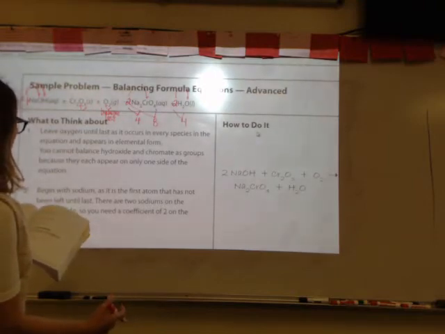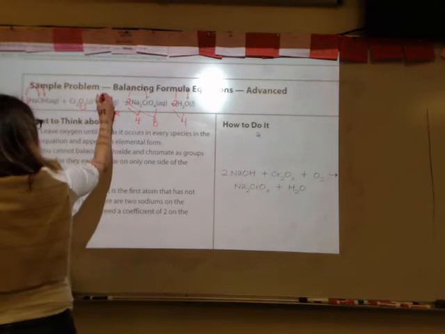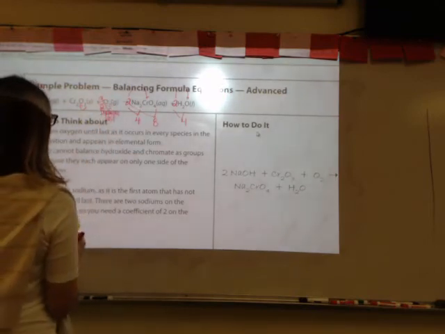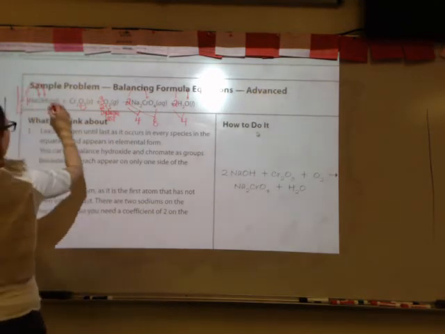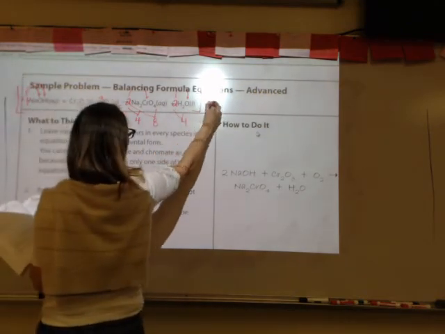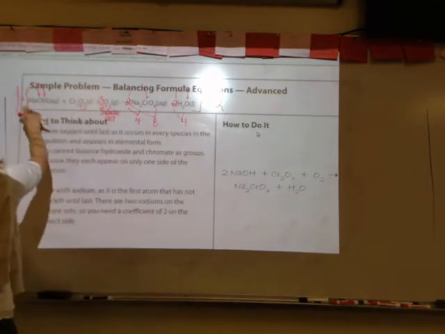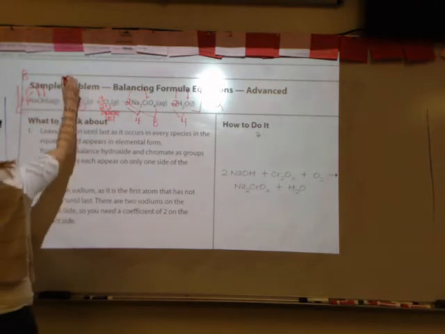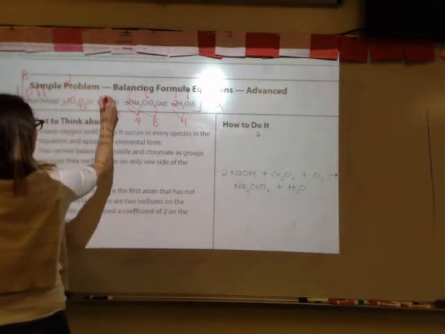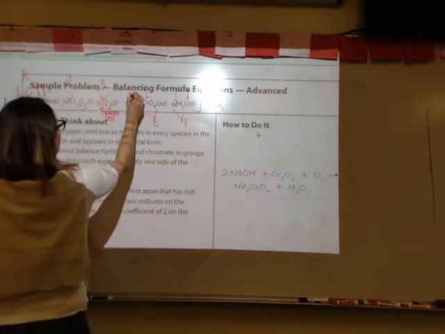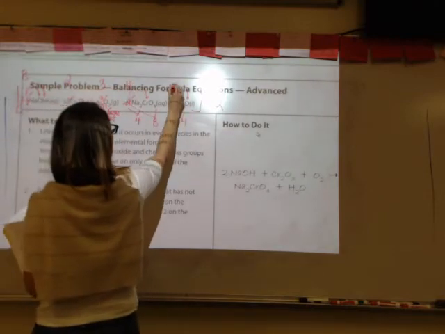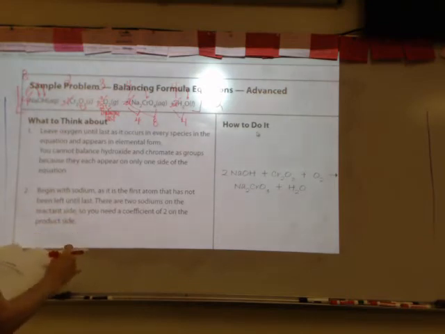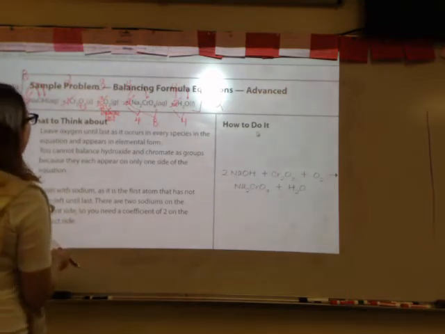So what I'm going to do is put a fraction 3/2 here, because if I do that and I multiply this entire equation by 2, then this coefficient becomes an 8. This coefficient of 1 becomes a 2. This coefficient becomes a 3. This becomes a 4. And this becomes a 4. And that will actually give me a balanced equation. So now everything is balanced.